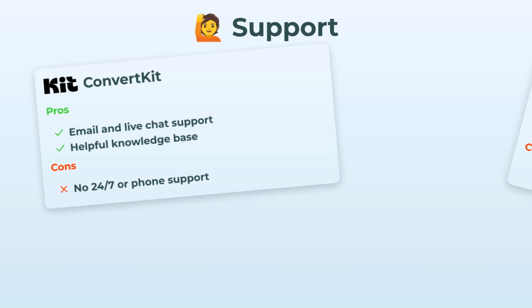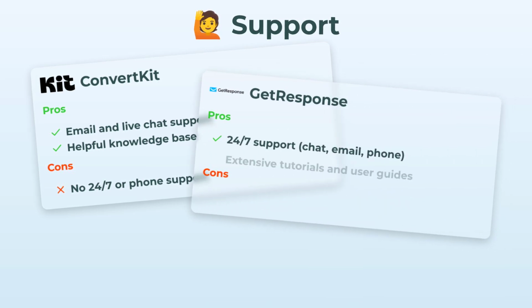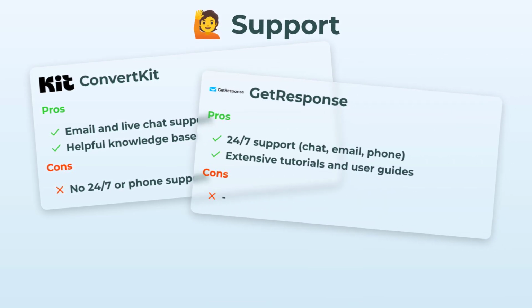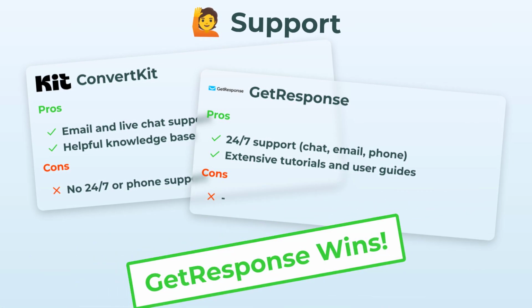Support. Now, ConvertKit offers live chat and email. It's solid. Plus, there's a super helpful knowledge base, but no phone support and not 24/7. GetResponse steps it up with 24/7 support across chat, email, and phone. Plus, plenty of tutorials. So if you're the type to ask a million questions after midnight, GetResponse is absolutely the pick.